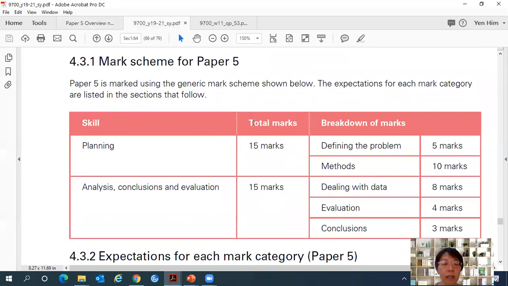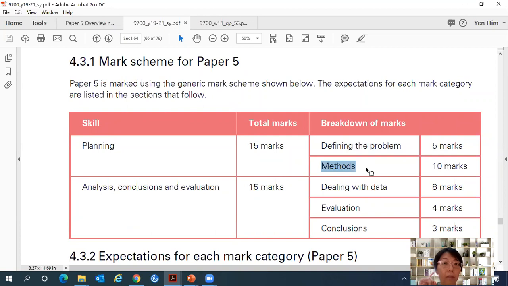So in your syllabus here, it says that paper 5 is divided into two parts. The first part is the planning. You need to plan the experiment, write out the experiment. So what is the problem? That means what is the hypothesis that you want to test? And then you write out the methods in detail. Write out your experimental plan so that somebody can follow your method to conduct the experiment and get the results.